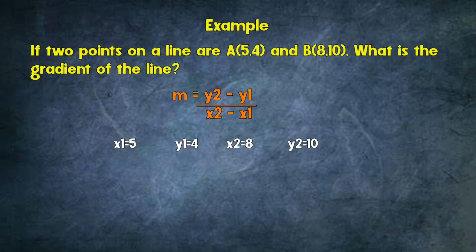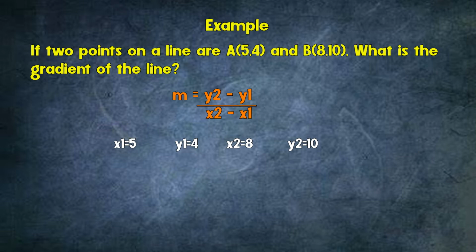So A, 5, 4, the x1 would be 5 and the y1 would be 4. And in B, 8, 10, the x2 would be 8 and the y2 would be 10. So now that we have those, we could substitute them into the formula.